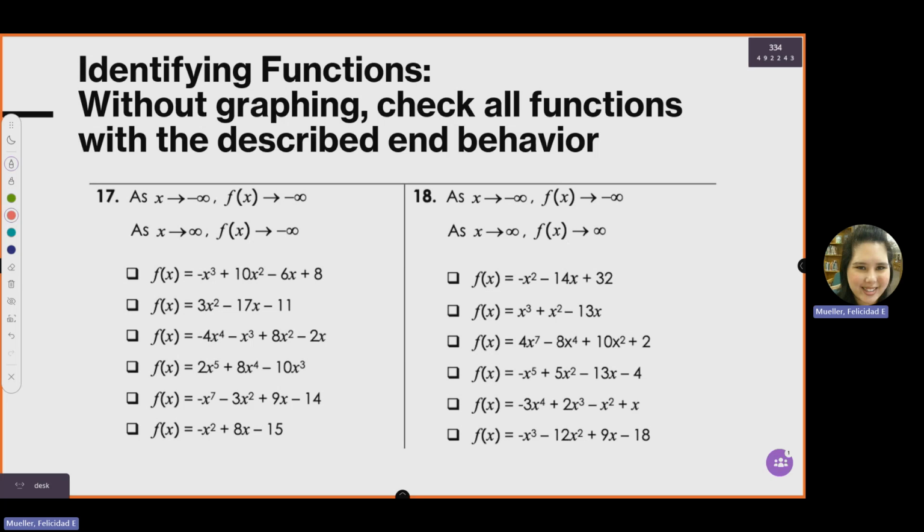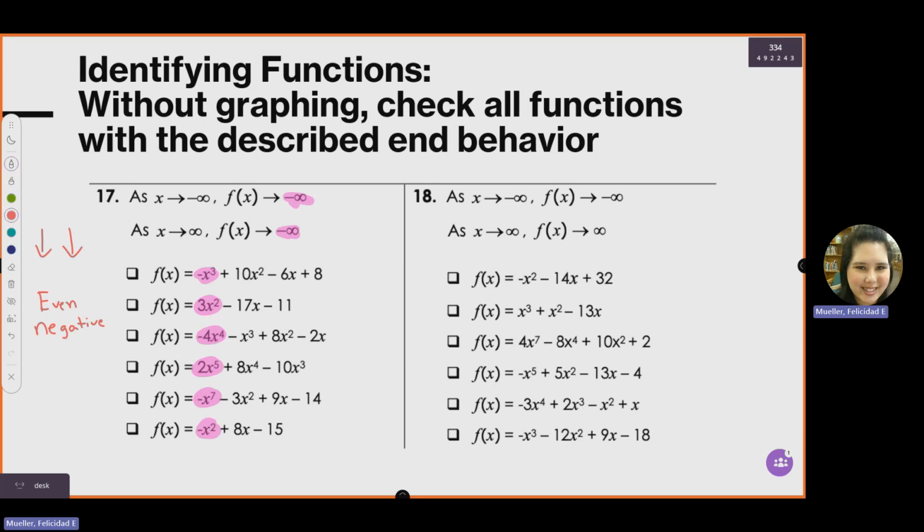Looking at 17, it is down, down. So based on my chart, I know that is an even negative. So all we're going to do is look at the first term on all of them and see if they are an even exponent with a negative coefficient.